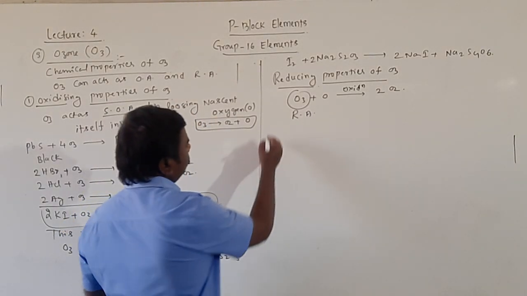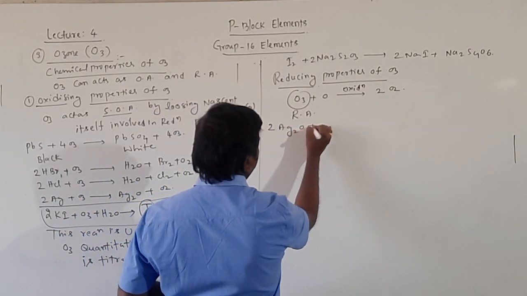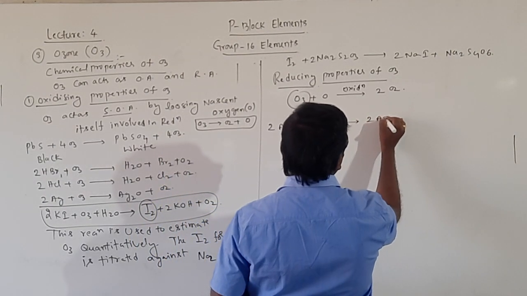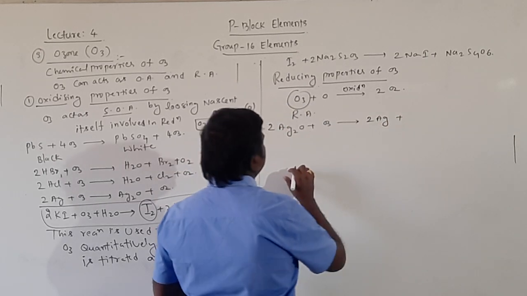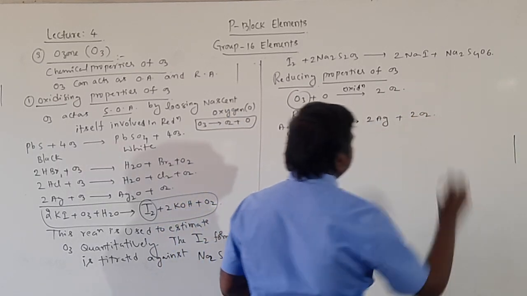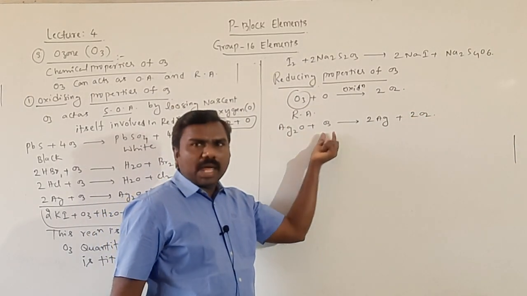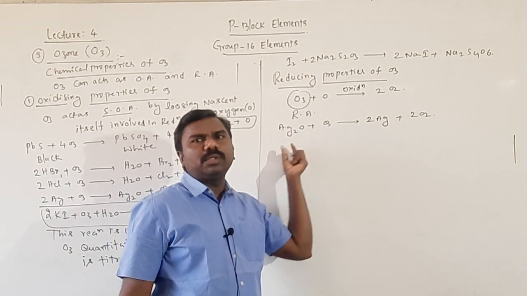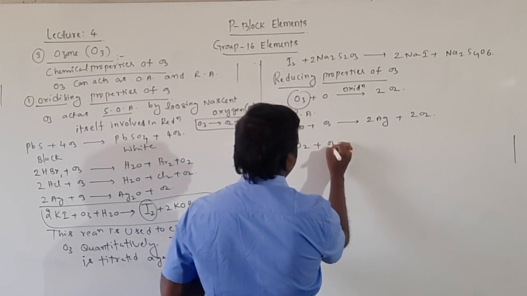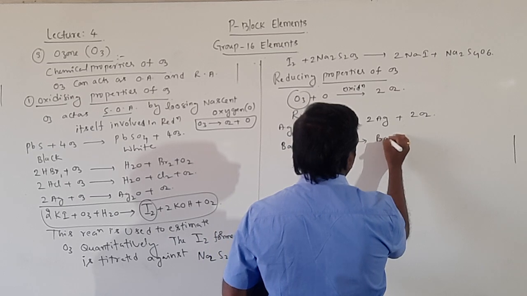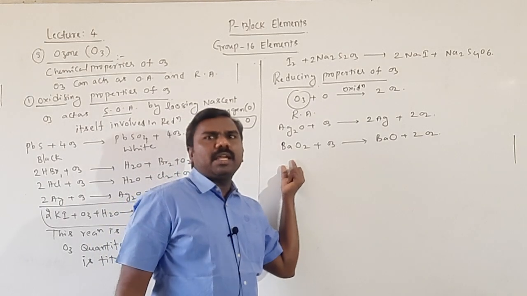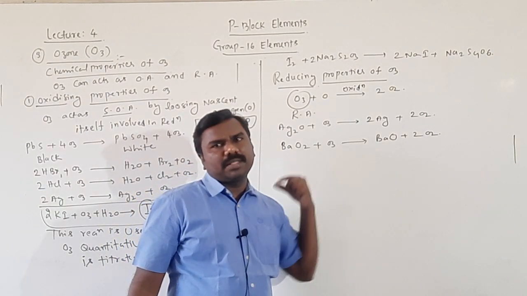So reactions are: Ag2O plus O3, this oxygen is gained by this one, then gives 2Ag plus 2O2. Ozone reduces Ag2O to Ag. BaO2 plus O3 gives BaO plus 2O2. So ozone reduces barium peroxide to barium oxide.